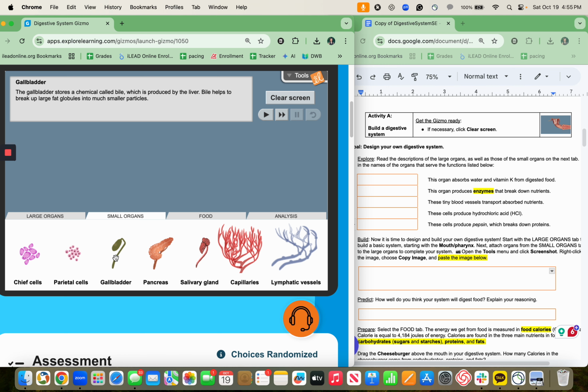Gallbladder stores bile, which is made by the liver, and bile helps break down fat. So if you get your gallbladder taken out, then you have to really be careful about how much fat you eat, because you won't be able to break that down as easily because of missing your little gallbladder, which stores the bile, which breaks down fat. Pancreas produces digestive enzymes that break down nutrients, so that's one of the answers. Salivary gland in your saliva moistens food.